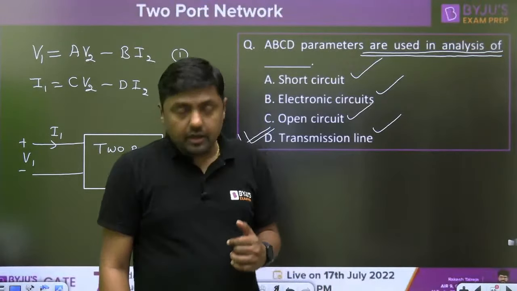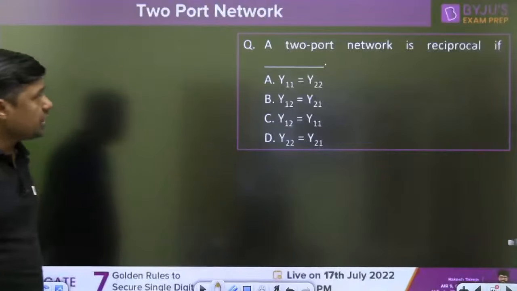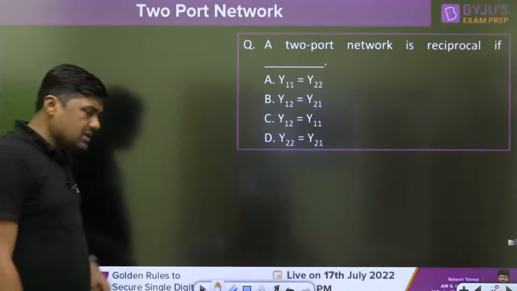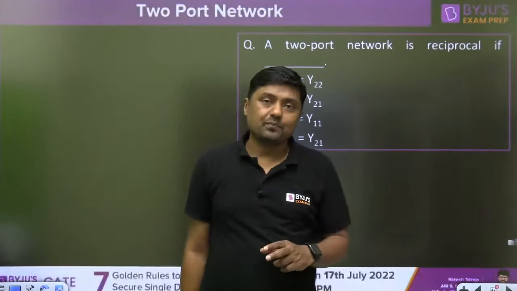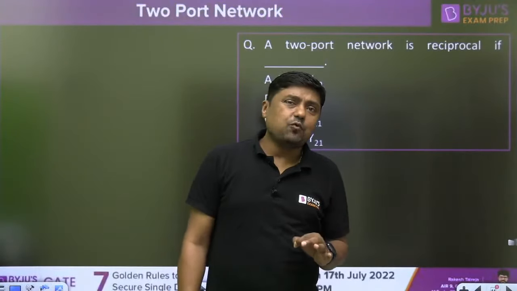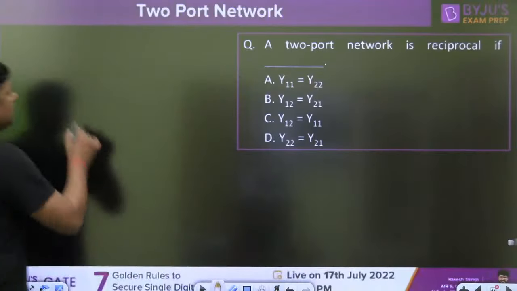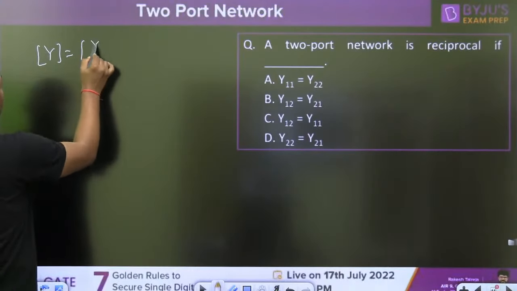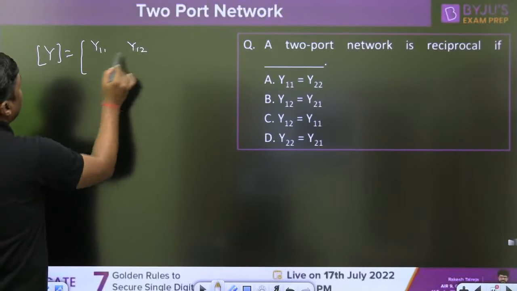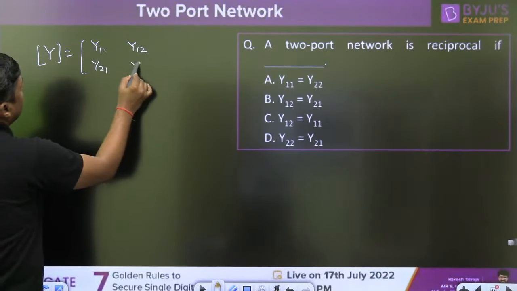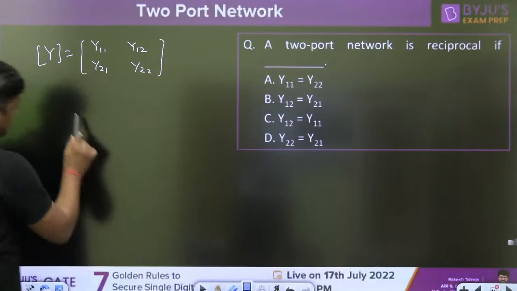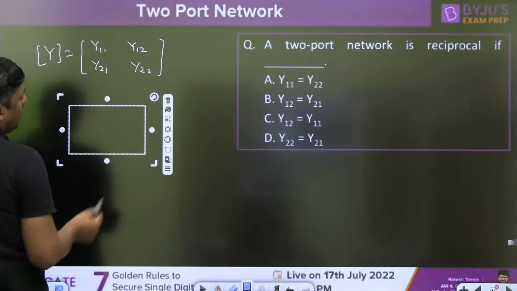Okay, now try to solve this question. A two-port network is reciprocal. What is the condition for reciprocity? This Y parameter is given: Y11, Y12, Y21 and Y22. A particular network is reciprocal. How are we going to get the idea?